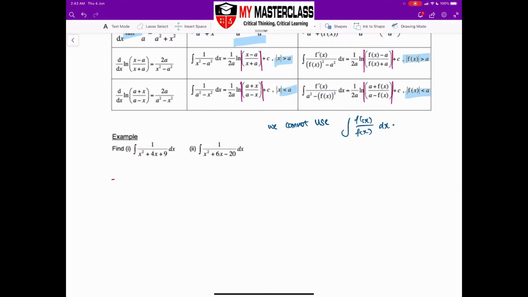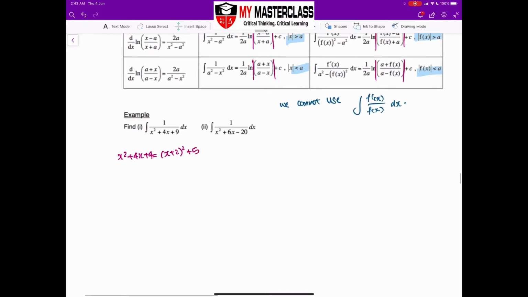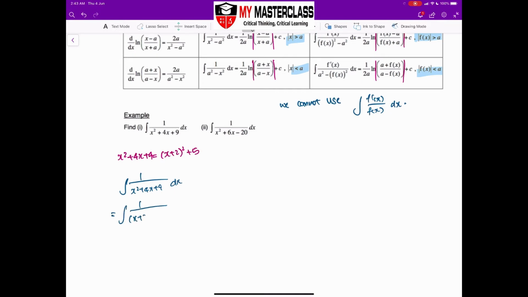First, realize that my denominator is in terms of a quadratic factor, so I need to do a quick completing the square. I will skip the completing the square part and write straight the answer. So x squared plus 4x plus 9 should give you x plus 2 squared plus 5. If you don't remember completing the square, please do a recap of it as well. So when I integrate 1 over x squared plus 4x plus 9, essentially, once I do a completing the square, I should derive this.